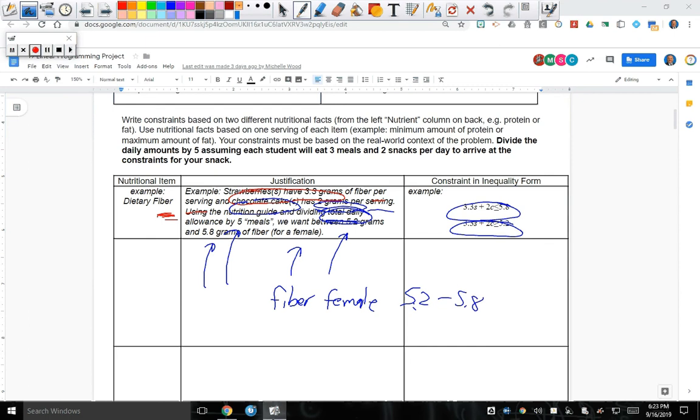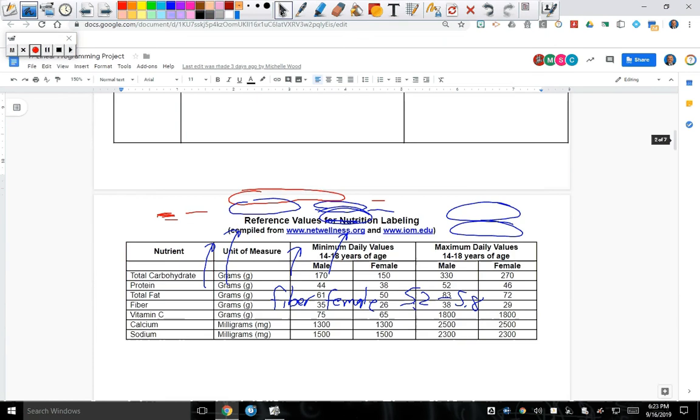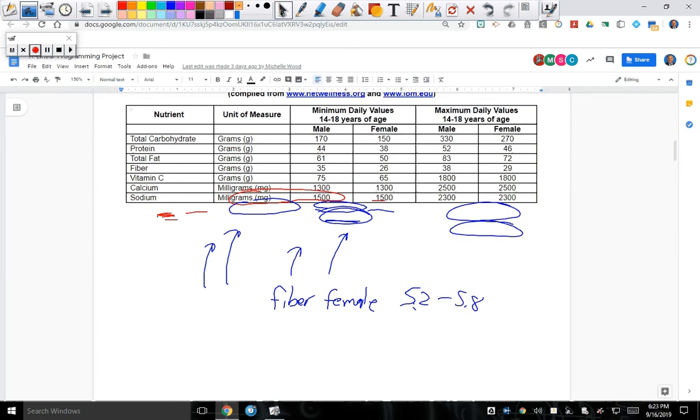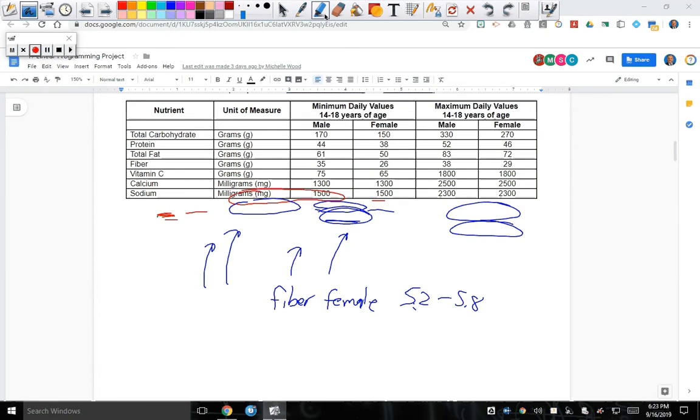And this is what we get from this next screen right here. So we go to fiber, we go to females, and we can divide these pieces by 5. So we see 26 divided by 5, and we see 29 divided by 5. This is how we would get this, and this is how we would get that one right there.